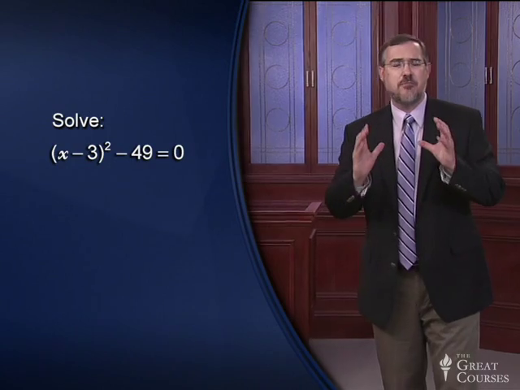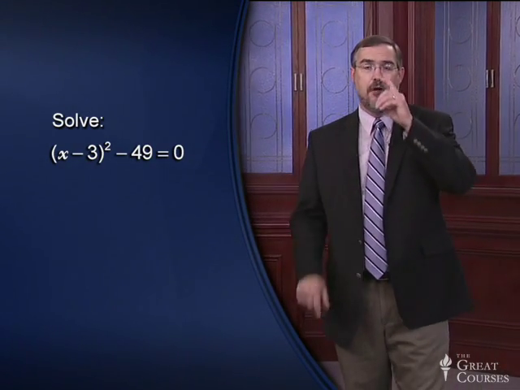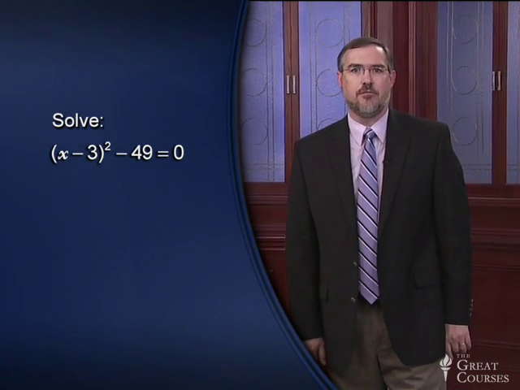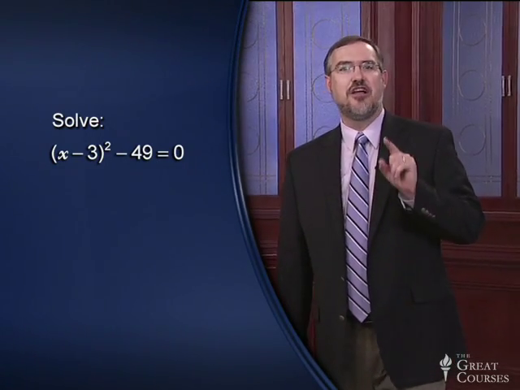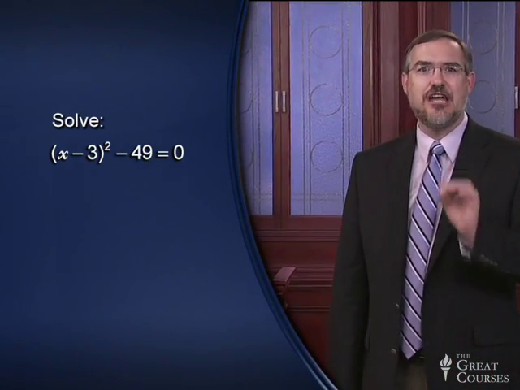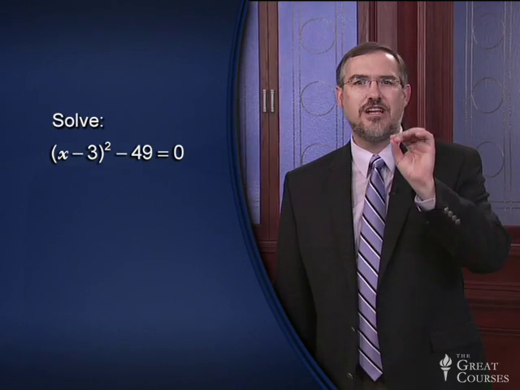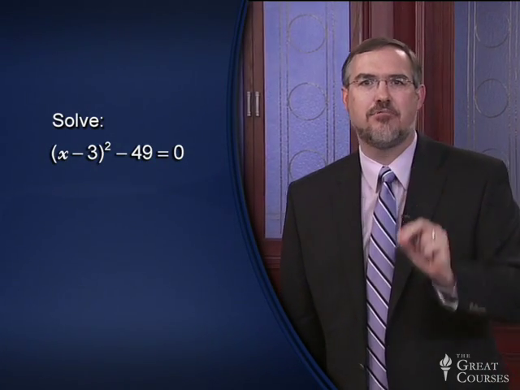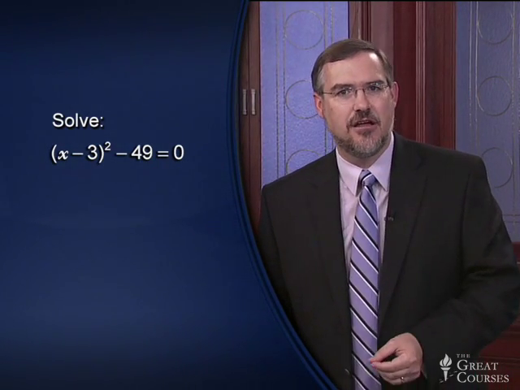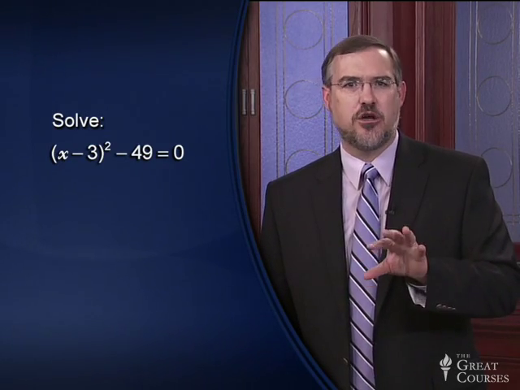Now, let's do another example of solving a quadratic equation using square roots. Here's one. Solve (x minus 3) squared minus 49 equals 0. Now, I have to be honest, this problem actually is very interesting to me because there really is an x to the first term in the problem, but it's hidden from us. Let me show you really quickly what I mean.